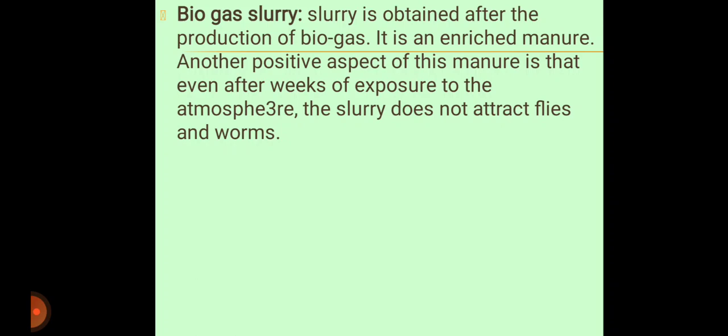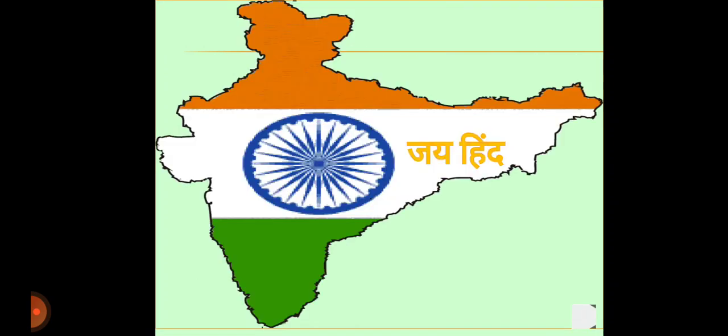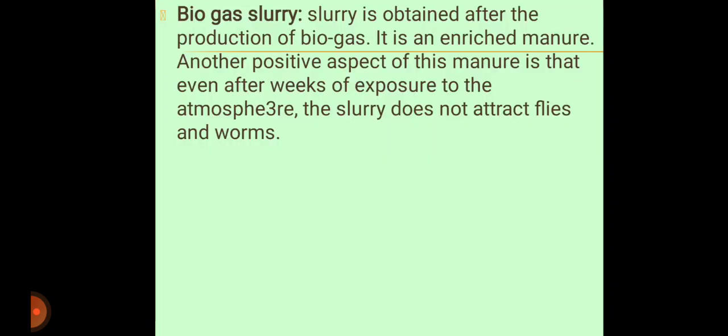Biogas slurry is obtained after the production of biogas. It is an enriched manure. Another positive aspect of this manure is that even after weeks of exposure to the atmosphere, the slurry does not attract flies and worms.